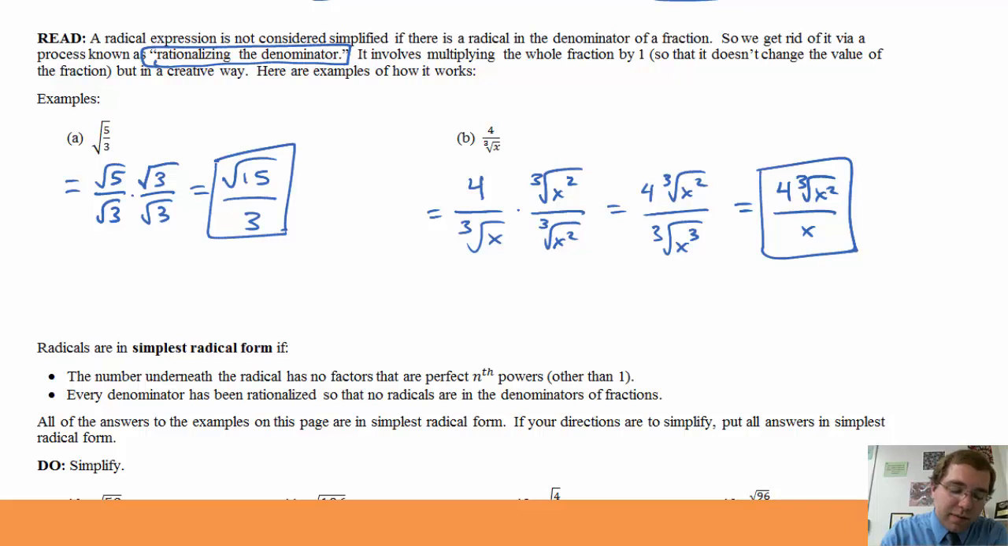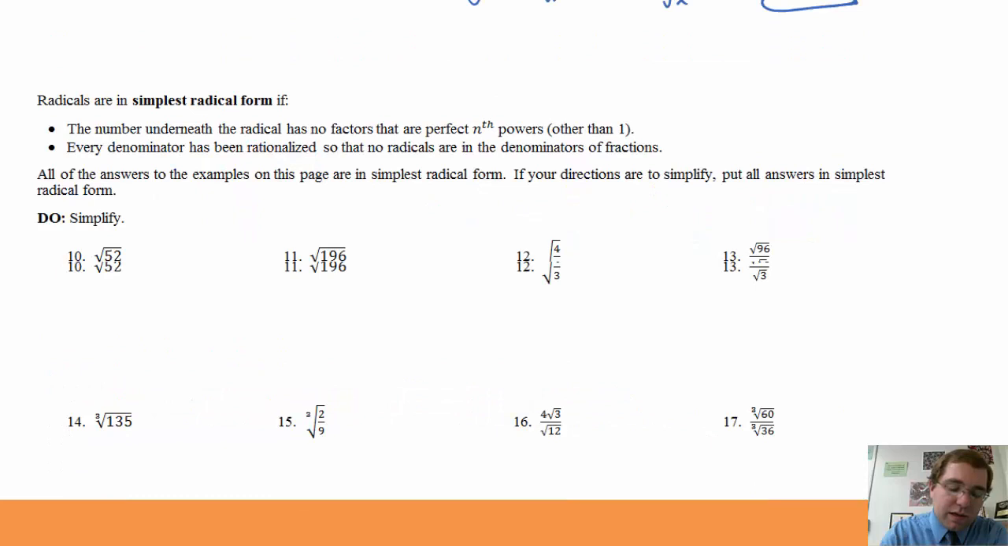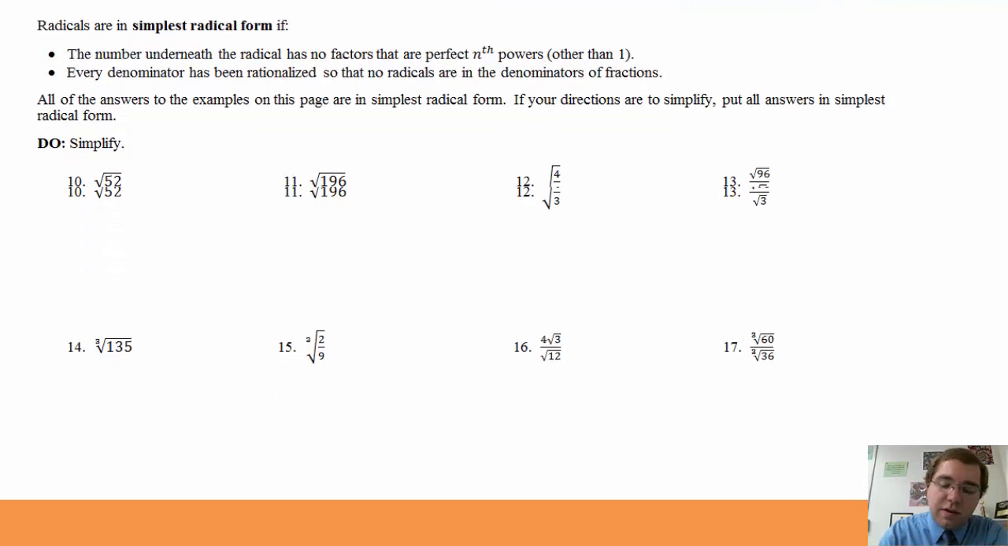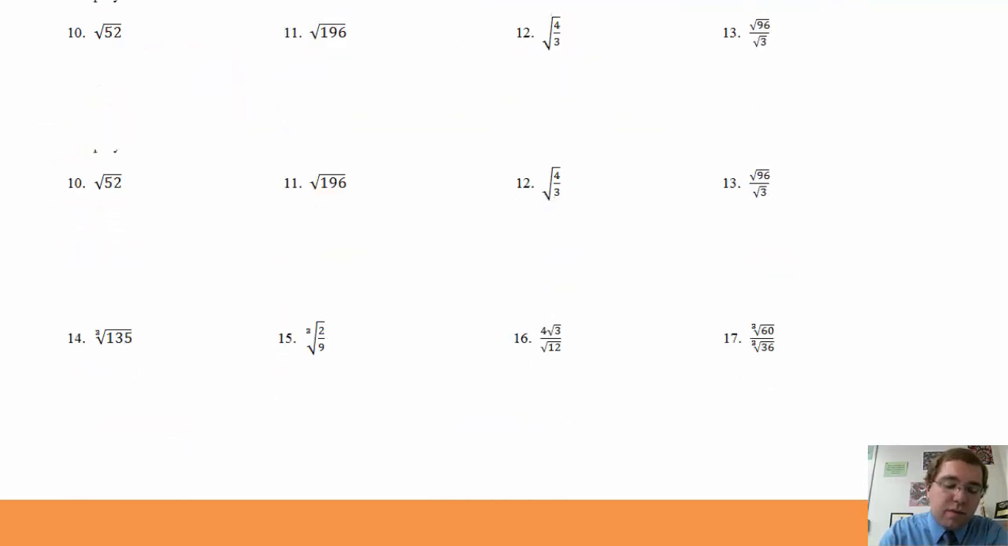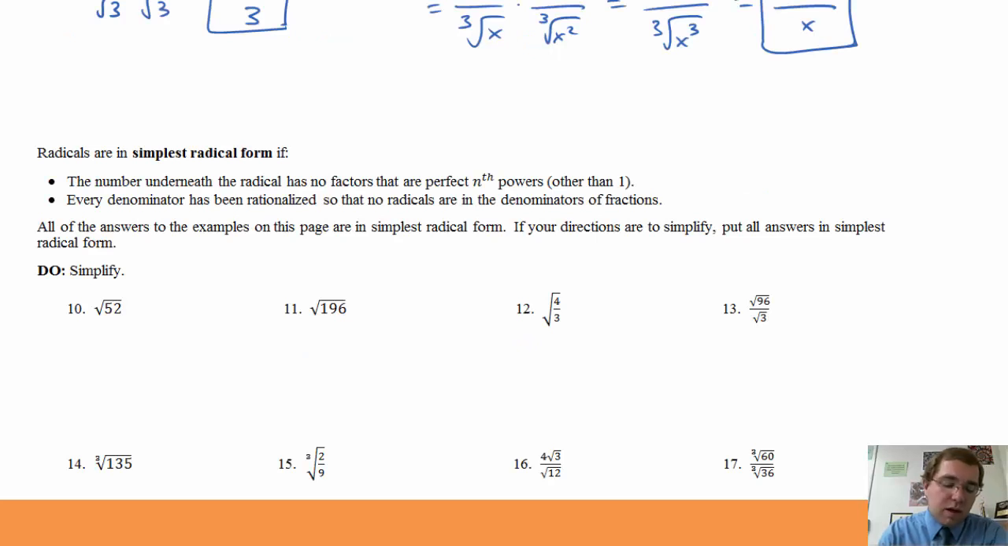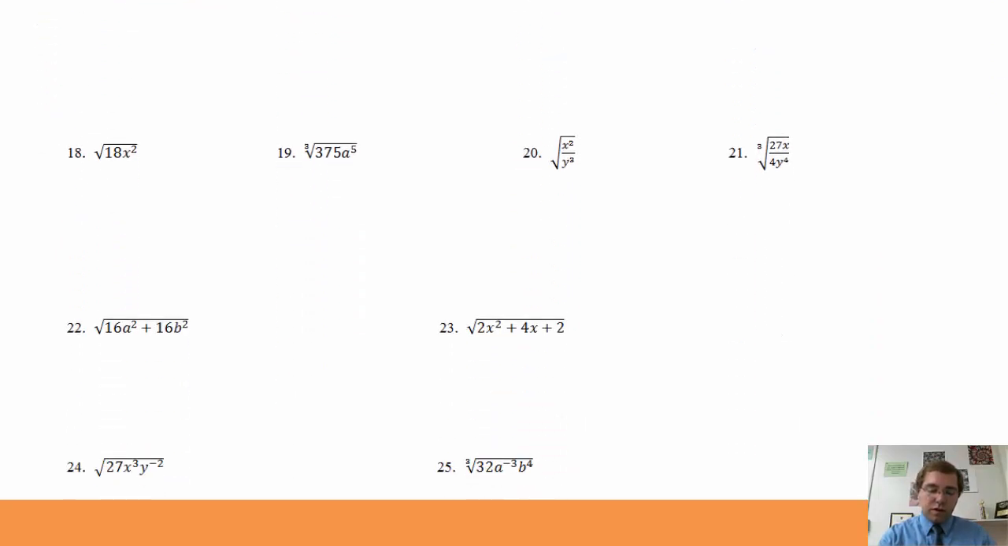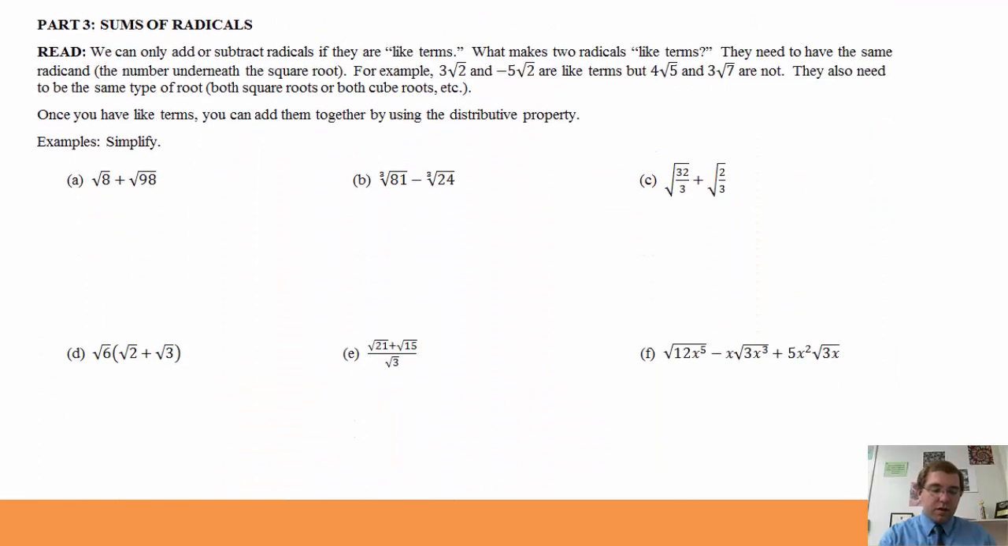So radicals are in simplest radical form if the number underneath the radical has no factors that are perfect nth powers other than 1, and every denominator has been rationalized so that no radicals are in the denominators of fractions. Assume that if your instructions are to simplify, that you are putting them in simplest radical form. All of the problems I've done so far, I put my answers in simplest radical form. So you've got several examples to do.